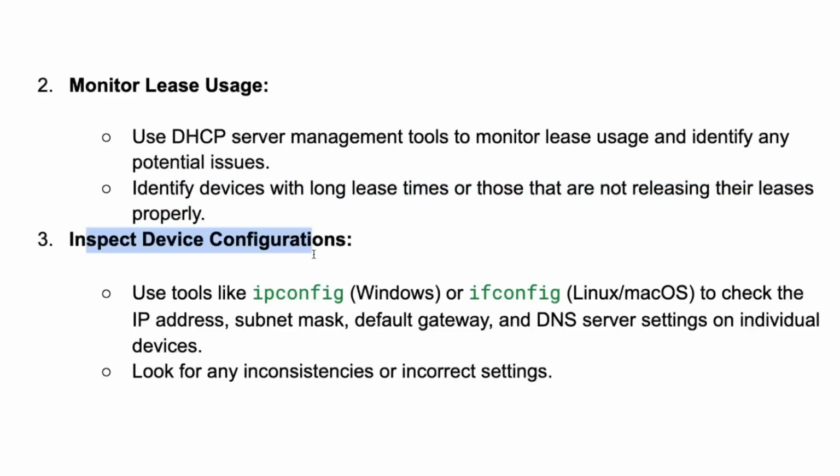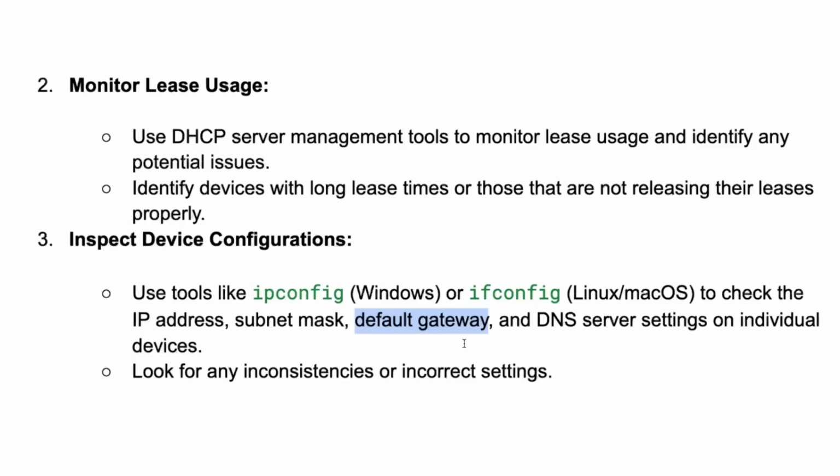Then you would inspect the configurations of the devices. You would use a tool like ipconfig, which is for Windows, or ifconfig, which is for Linux or Mac, to check the IP address, the subnet, the default gateway, and the DNS server for the individual devices to see what they've been assigned. What subnet mask have you been assigned? What default gateway have you been assigned? Is that even the default gateway that you're supposed to be assigned?